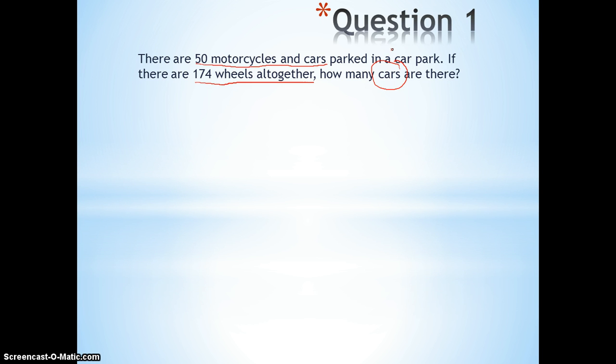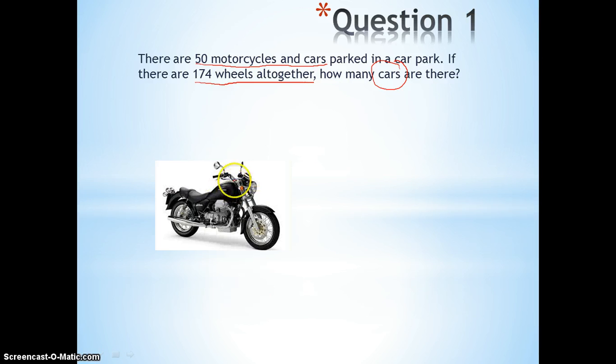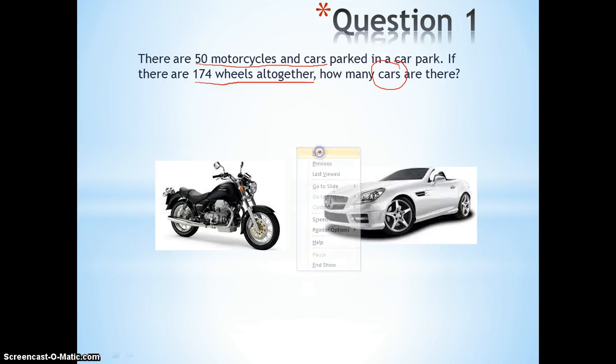Alright, now let's see how we can do this by understanding the background knowledge of how many wheels a motorcycle has. One, two. And how many wheels does a car have? 4. 2 on one side, 1, 2, and the other side, 3 and 4.